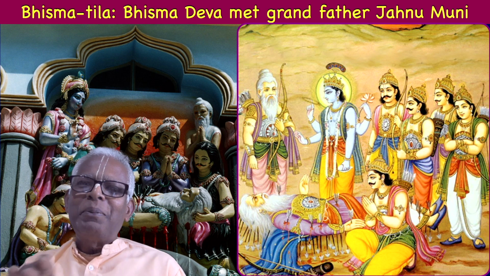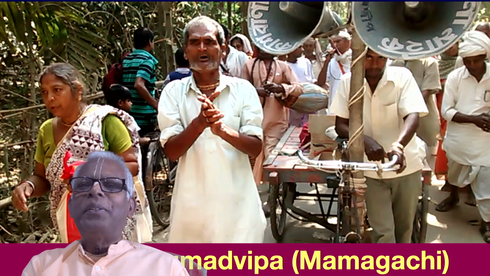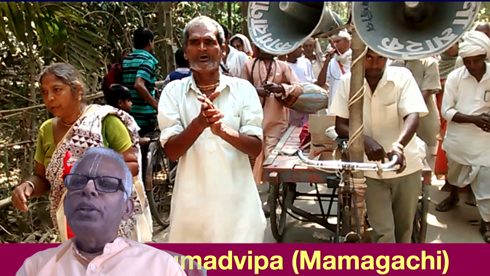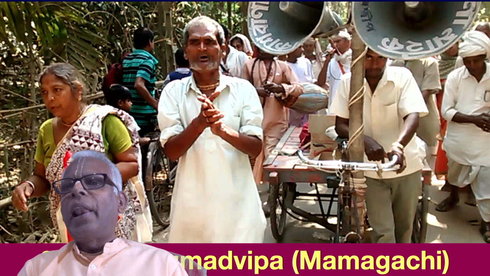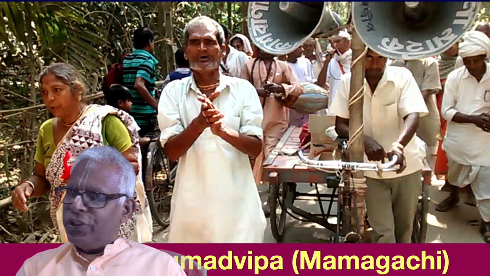Of course, there are more things, but we don't have that much time to cover everything. Now we move on to the next island. The Modadrumadvipa is our next island to cover. This Dvipa is also known as Mamagachi.